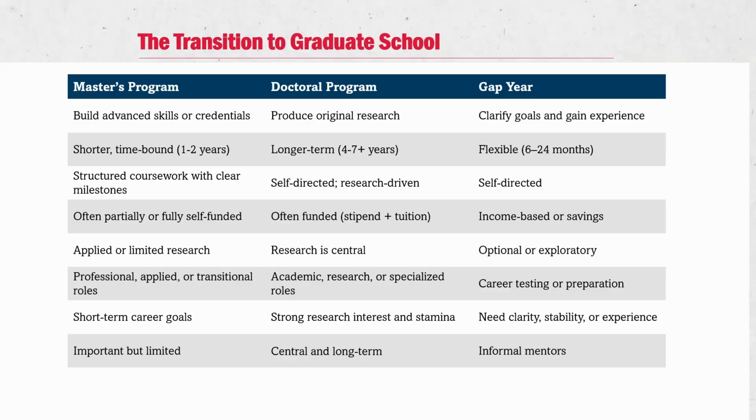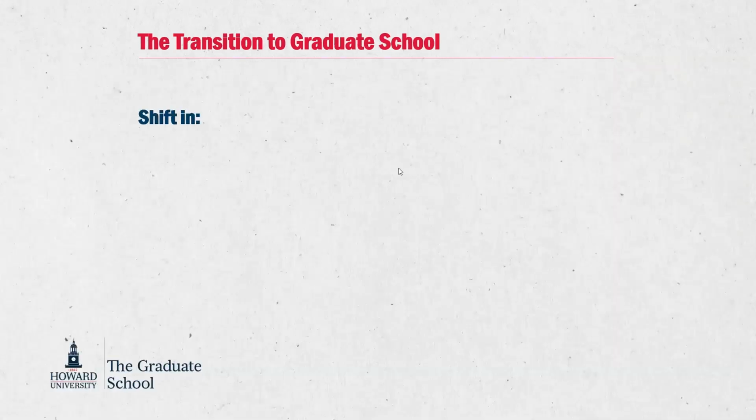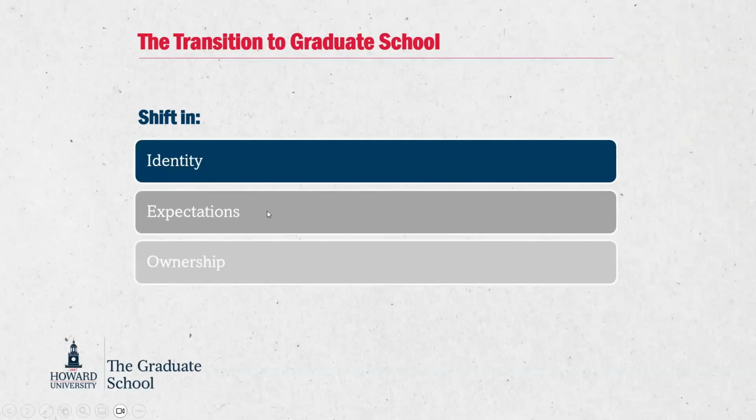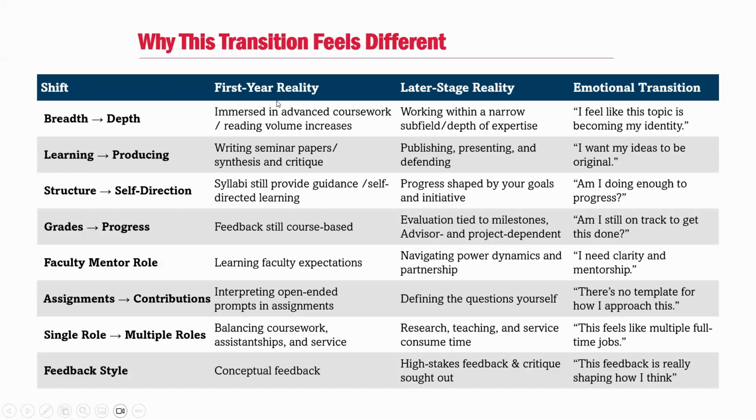So when you're thinking about the transition to grad school, you can expect that there will be obviously the physical transition once you get your admission offer, but there will be a shift in your identity. There will be a shift in the expectations and the ownership. So you're moving, as Raquel mentioned earlier, from this more structured experience in undergrad to a more self-directed experience. So really taking initiative and being in charge of the trajectory of your career.